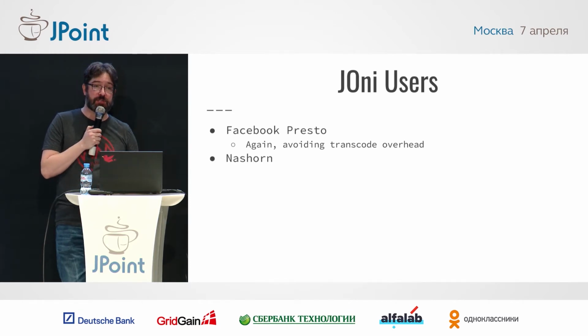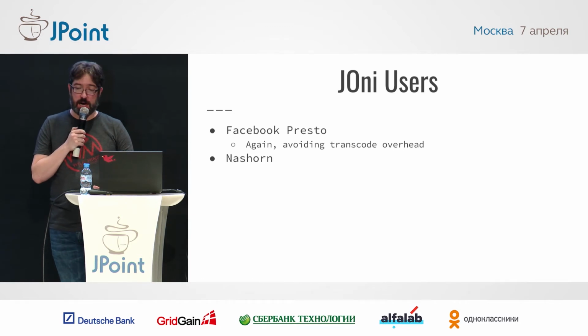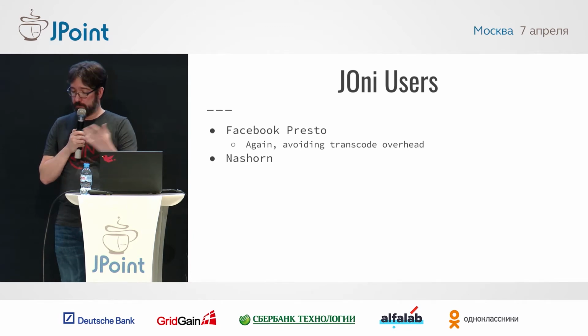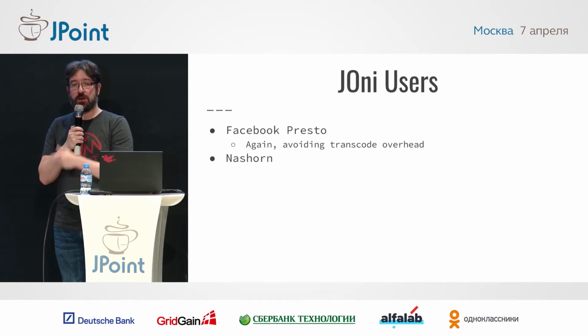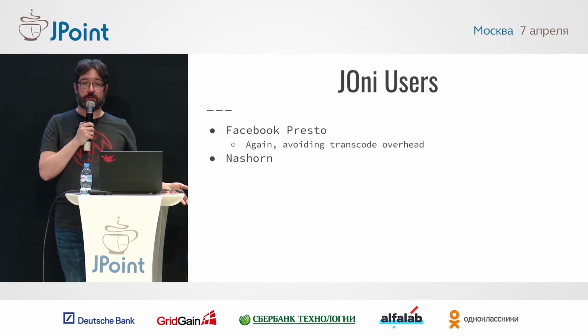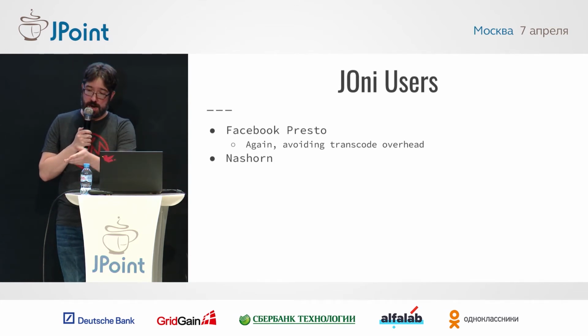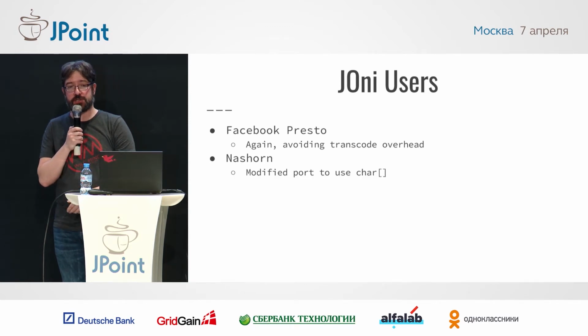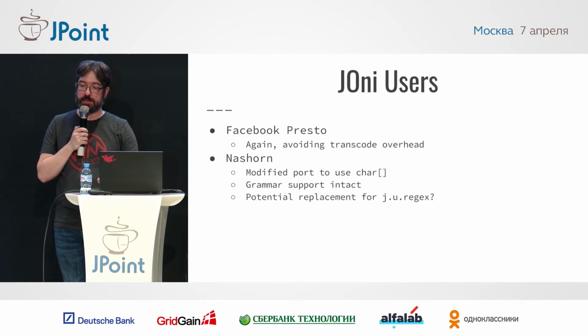Nashorn, the JavaScript implementation that's shipped now with Java 8 and higher, actually did a modified version of Joni that works with regular Java character arrays. So at least they could get JavaScript compatible regular expressions, interruptibility, all of the great features of Joni, but still work with Java strings. We're actually kind of talking on and off about possibly putting this in as the new implementation of Java util regex in some future version of Java. Grammar support, potential, yes. So we'd like to be able to make a better regex library for Java. This would be a great way to do it.